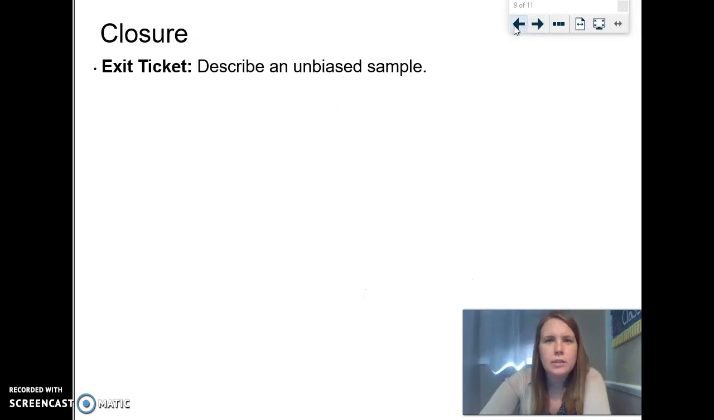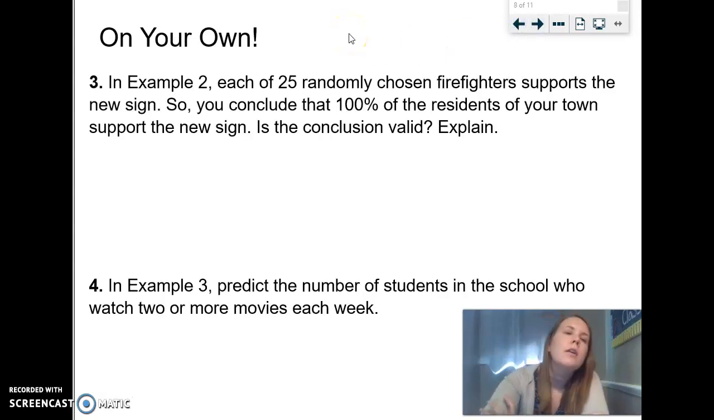Let's take a look at these because I think the next part's a closure. Example 2, each of the 25 randomly chosen firefighters support the new sign. All right, give me answers for number 3. Sounds good. Number 4, let's see. All right, I think you can do both of these, so go ahead, pause the video. When you come back, we will have the answers for you. Okay, you can answer both of these. Feel free to go back in the video if you need to catch up on that.